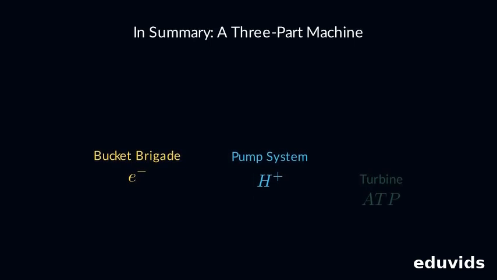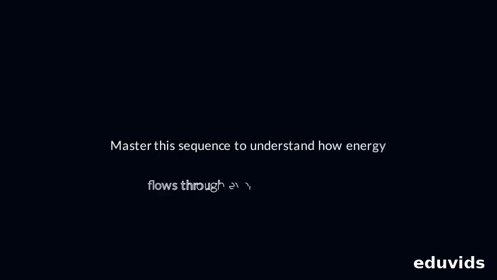The electron transport chain is a bucket brigade that moves electrons, a pump system that stacks protons, and a turbine that makes ATP. Master this sequence and you can predict how drugs, mutations, or oxygen levels redirect the energy that keeps every eukaryotic cell alive.